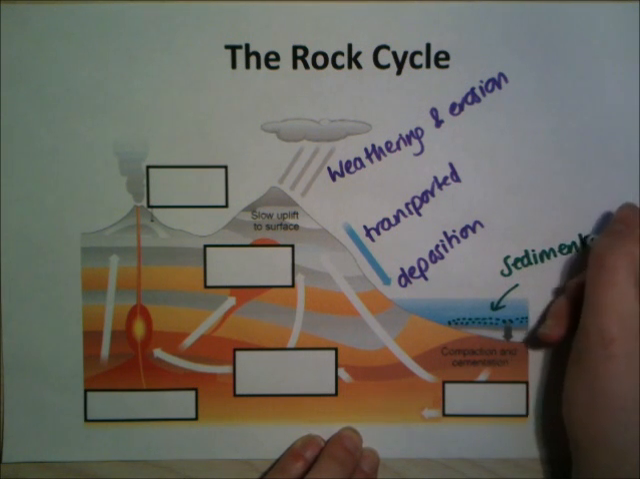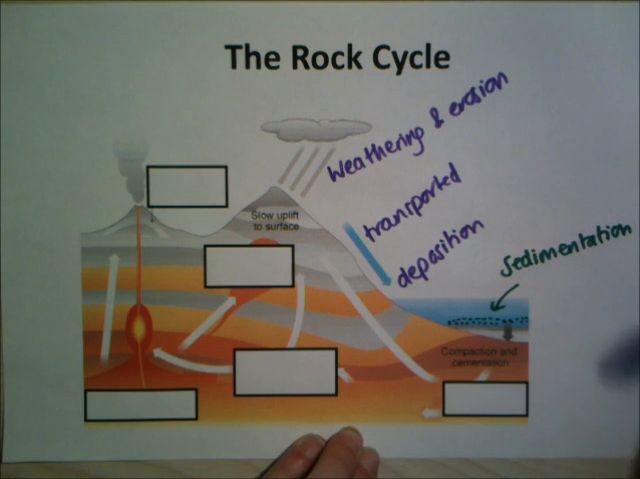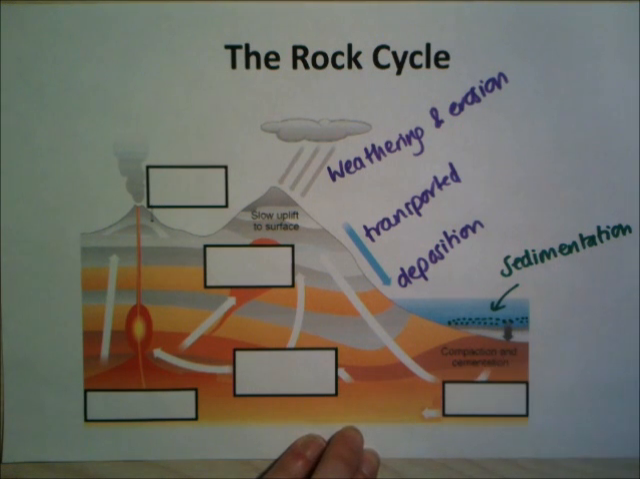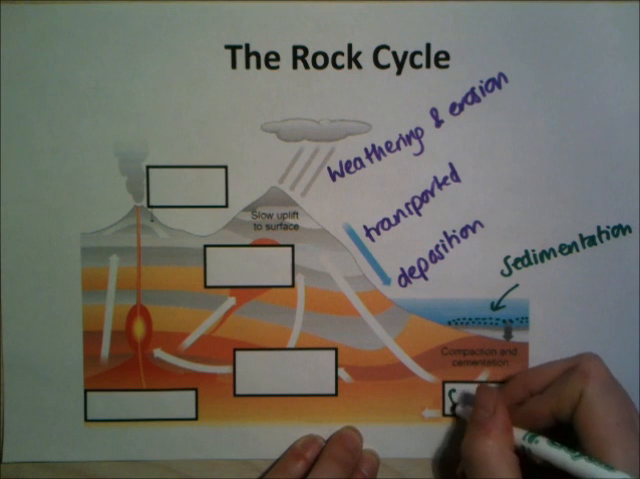So sedimentation is where you have lots of layers of rock pressing down on each other. And if you think about it, if you have layers and layers of something, it's going to squash the things at the bottom. They're compacted and cemented together. And this is how we get sedimentary rocks.